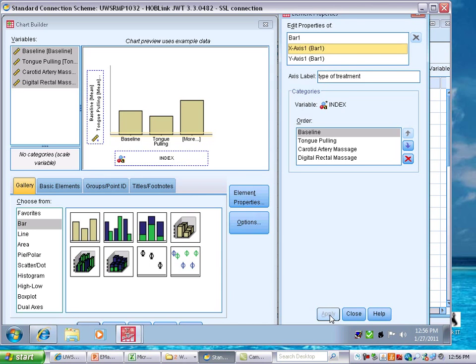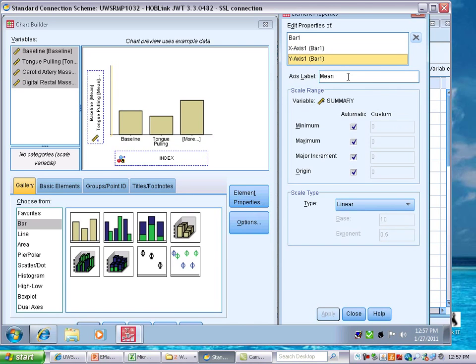So this is the first time I'm really using this element properties window. I'm going to go ahead and label my y-axis mean of number of hiccups. Okay, and this will give my reader a good idea of what I'm doing here. I'll also apply this, and I'll go ahead and click OK.